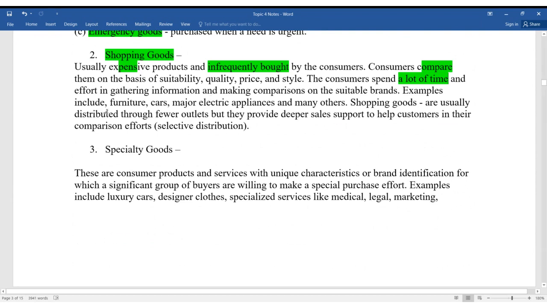Then the products require deeper sales support. So you find that most of these products, you go to purchase a product at maybe a shop. For example, you go to Samsung shop at the CBD in Nairobi. You'll find that in that shop, there are several salespeople, sales assistants willing to give you information about the product. Why do you think they are there? They are there to provide essential information that will help the customer make decision.